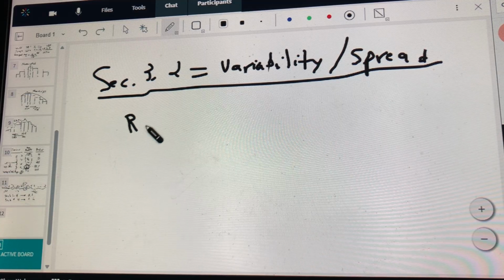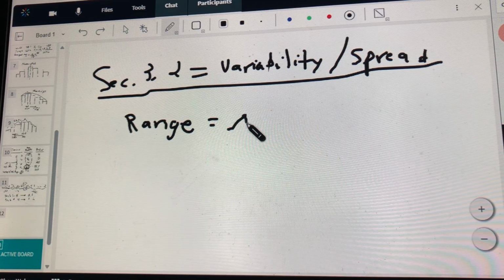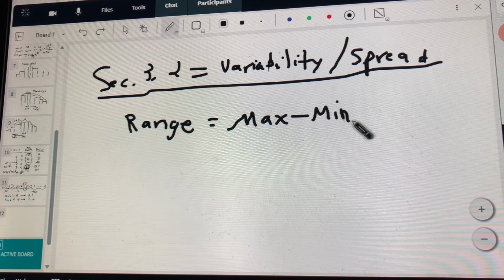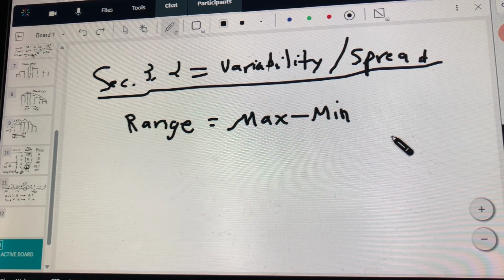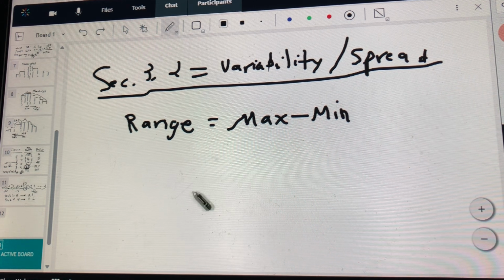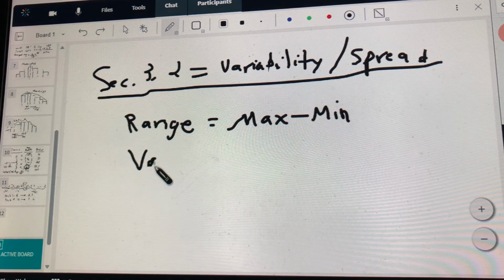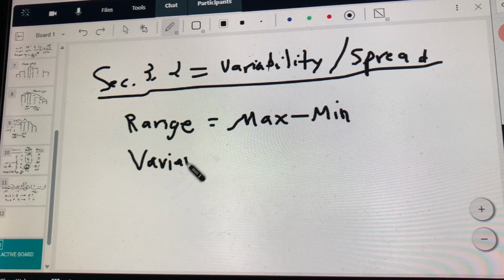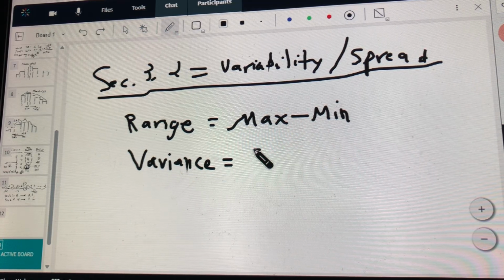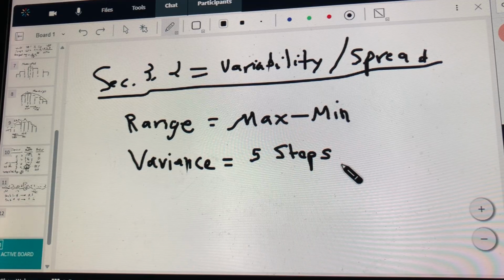One's called range, which is an extremely easy thing to do. You just take the maximum value minus the minimum, the highest minus the lowest. If you have a data set that goes 1, 2, 3, 4, 5, then the range is 5 minus 1, which equals 4. Then this is how I knew we were in section 3.2. This question's asking for variance. Variance is a 5-step process. Any one step is not hard, but you just got to remember the 5 steps.